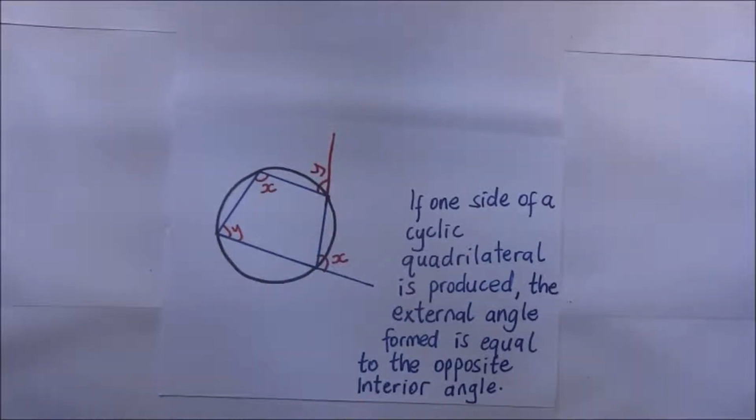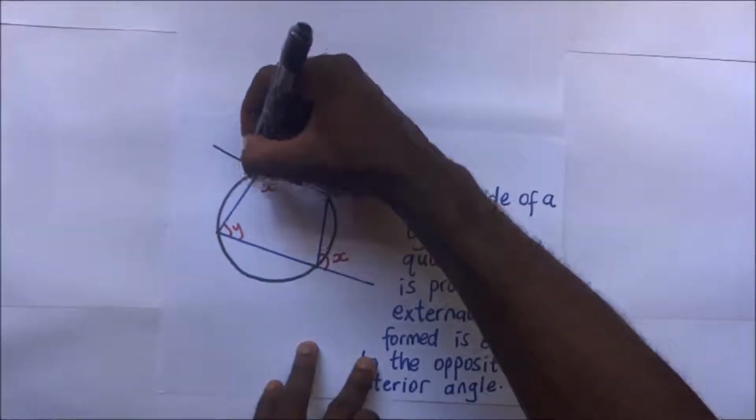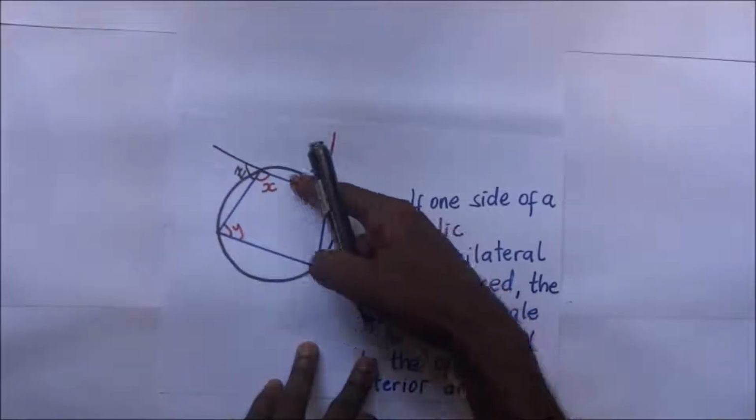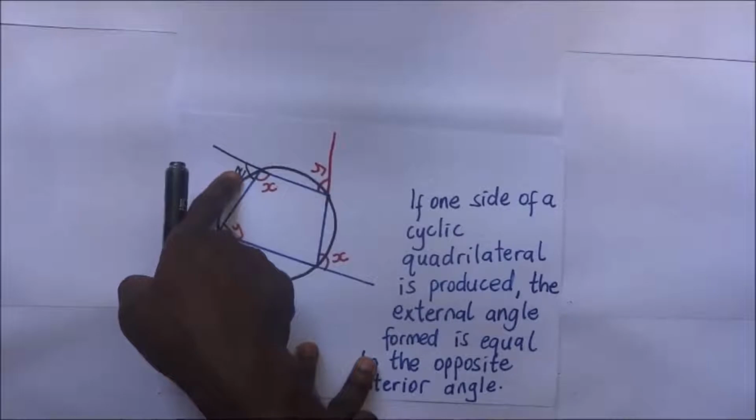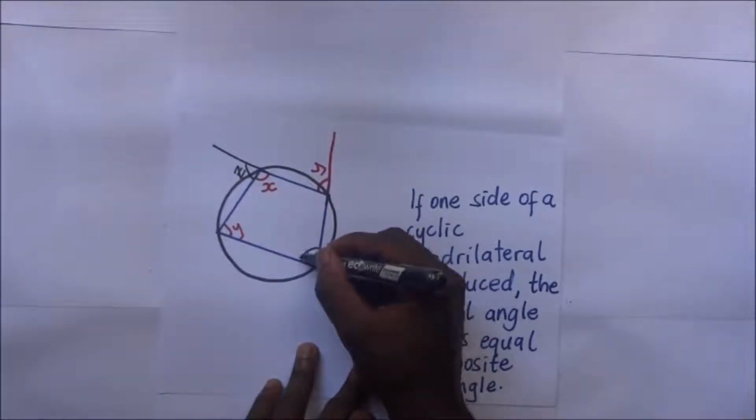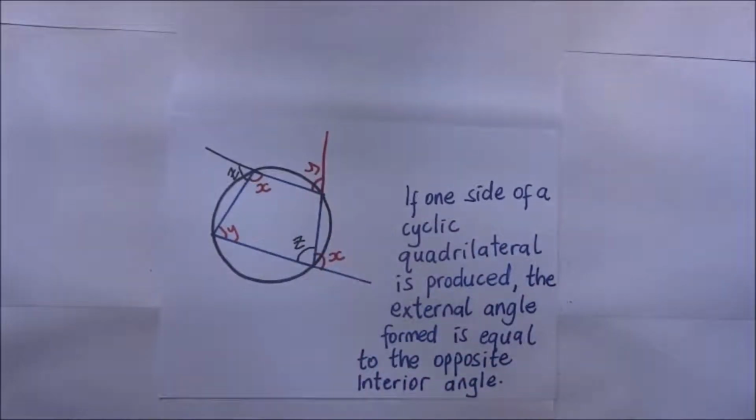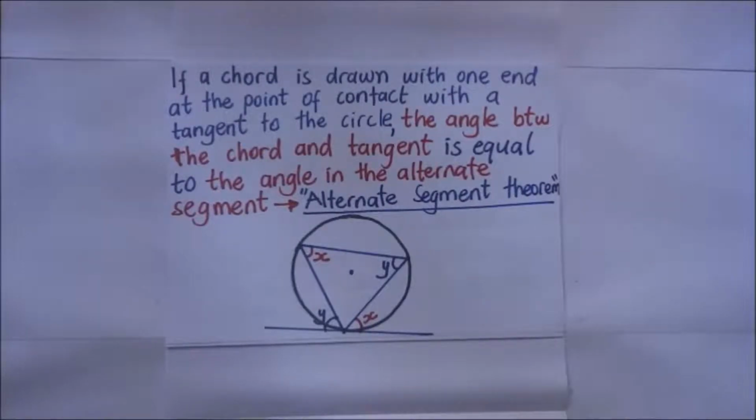In the same way, if I produced this line like that, and this is my value of z, that is the angle. So if this line is produced and that's the value of z, that's the exterior angle, and this exterior angle is equal to the opposite interior angle, which is that. So that is one of the properties, that's the last property. We call it the alternate segment theorem.